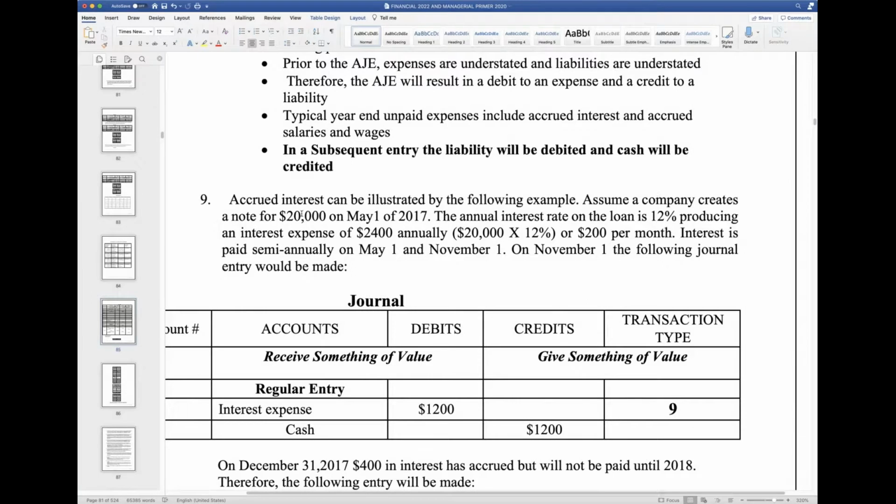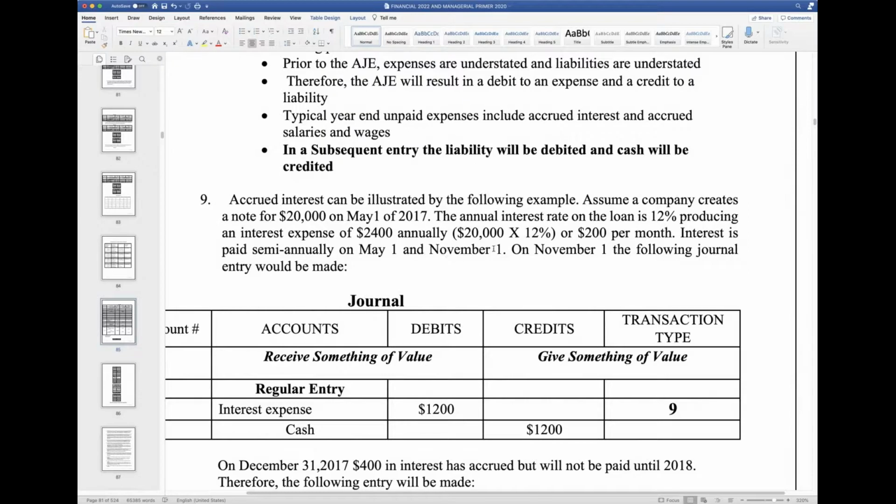Assume a company creates a note for $20,000 on May 1st. The annual rate of interest is 12%, producing an interest of $2,400 annually. 20,000 times 12% is $2,400, or $200 a month. So we owe interest at the rate of $200 a month. Interest is paid on May 1st and on November 1st. On November 1st, for 6 months of interest, we debit interest expense and credit cash. So we pay the interest expense for that 6-month period.